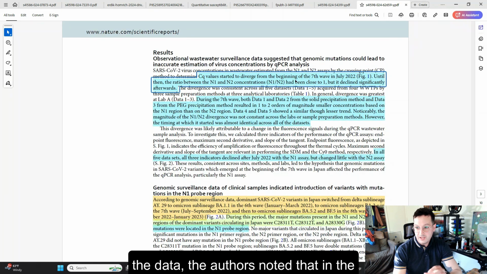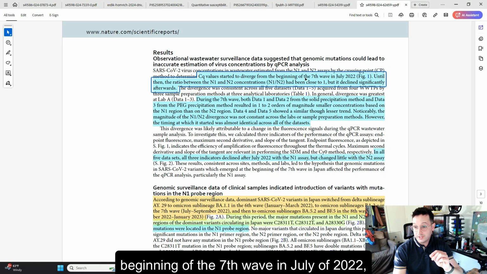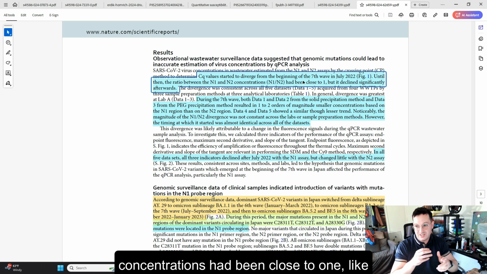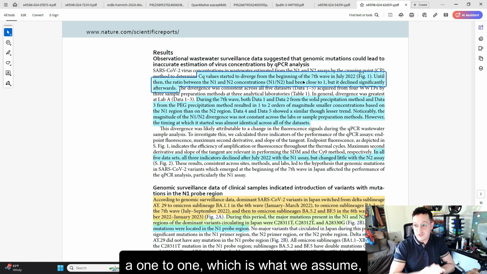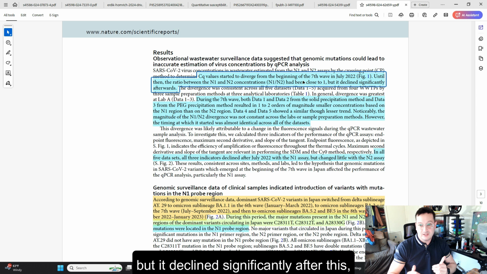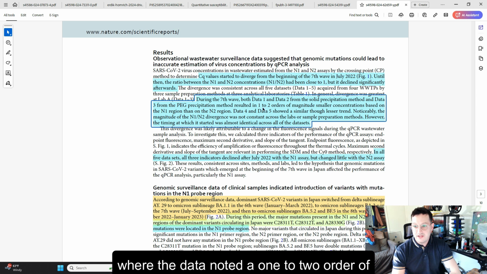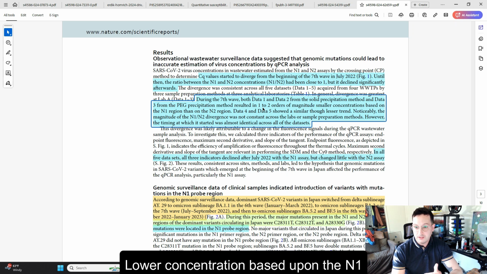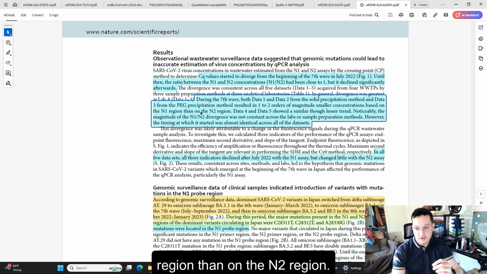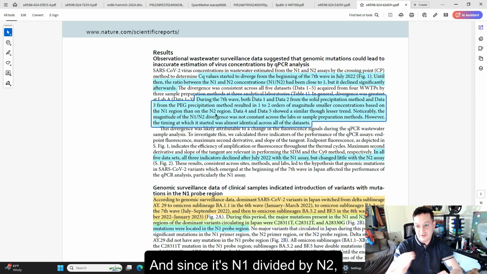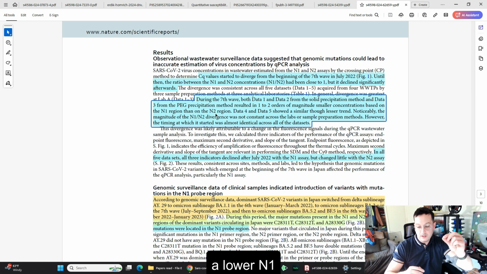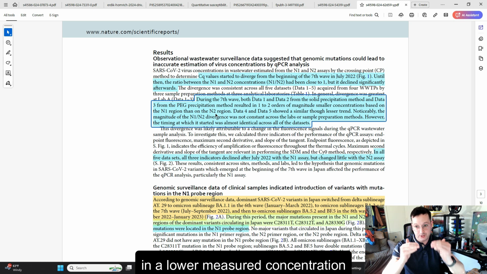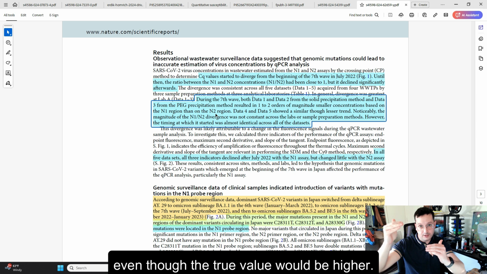The authors noted that in the beginning of the seventh wave in July of 2022, until then, the ratio between the N1 and N2 concentrations had been close to 1-to-1, which is what we assume, but it declined significantly after this, where the data noted a 1-to-2 order of magnitude lower concentration based upon the N1 region than on the N2 region. And since it's N1 divided by N2, a lower N1 with the same level of N2 is going to result in a lower measured concentration, even though the true value would be higher.